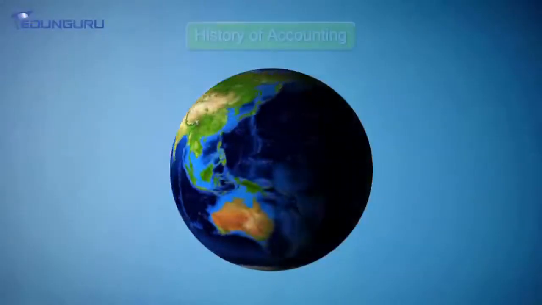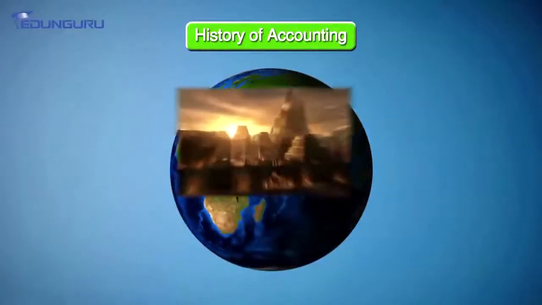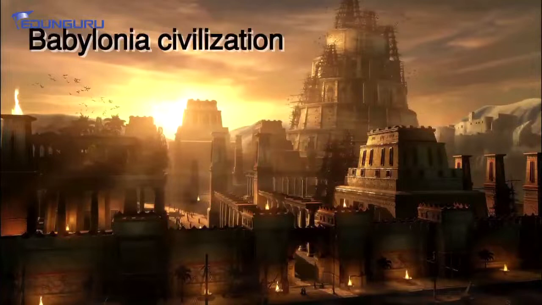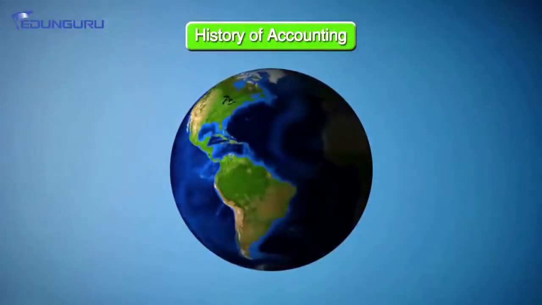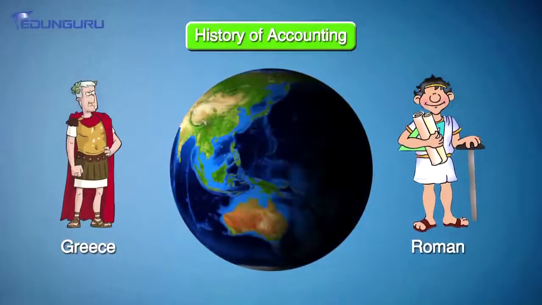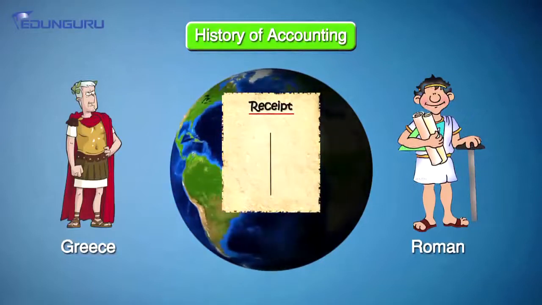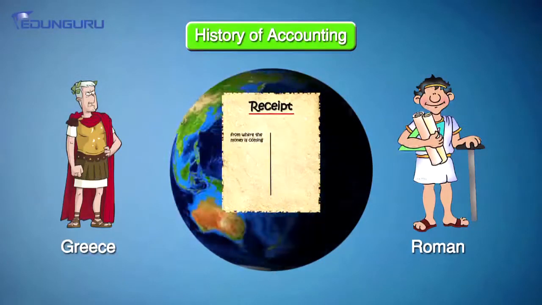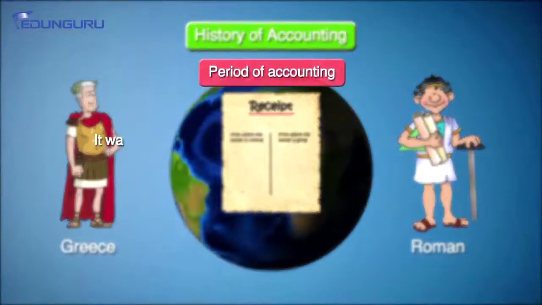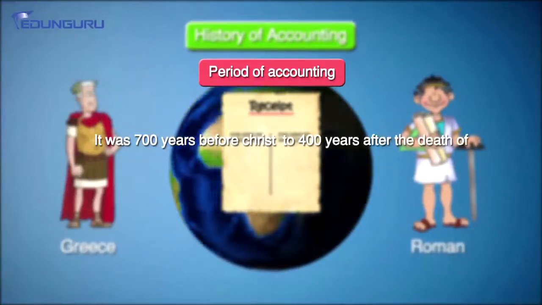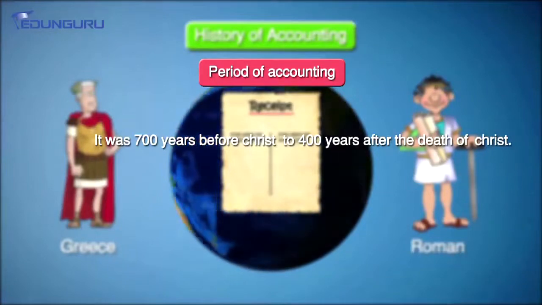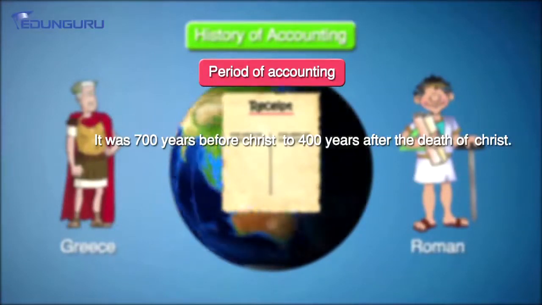So let us see when accounting actually started. Let's go to the history of accounting. It started with the Babylonian civilization and in Egypt 4000 years before Christ, when we got some clues about what accounting actually is. And then it was followed by the Greeks and Romans, where they recorded receipts and payments, from where the money is coming, from where the money is being spent. And it was 700 years before Christ to 400 years after the death of Christ. So this was the period when the Greeks and Romans were using accounting.